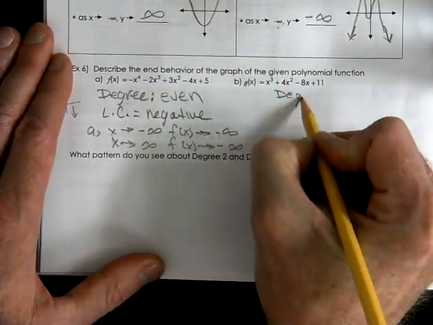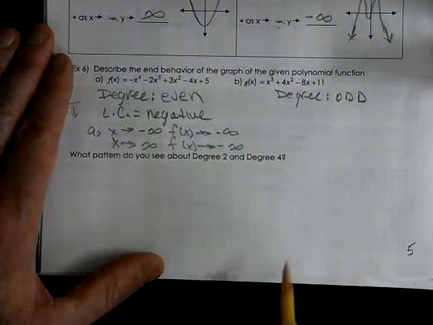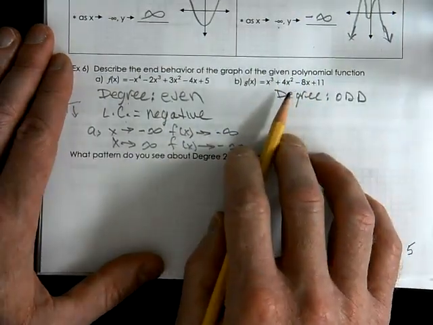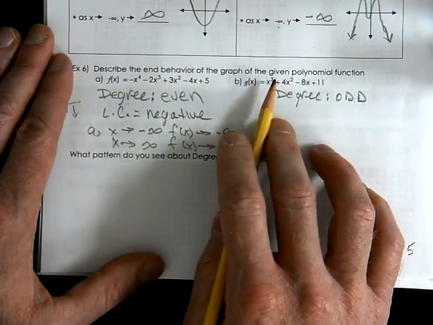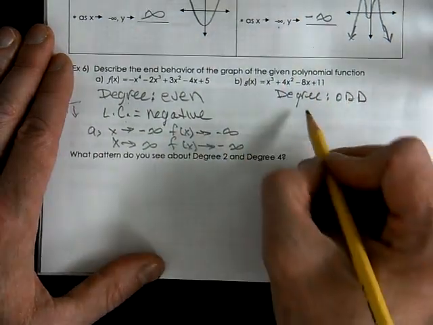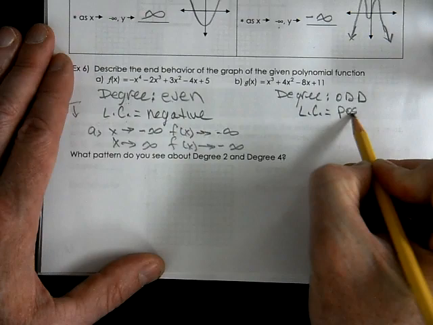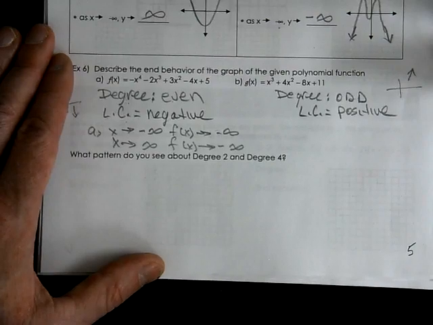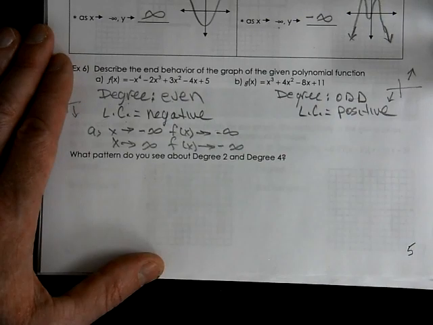This degree is odd because it's a 3. That's the largest exponent. Be sure it's in standard form first. You have to be observant to that. All of these are in standard form, but you would need to be observant to that. So 3 is your largest exponent, so it's odd. The leading coefficient of that term, in this case, is positive. So positive tells me it's going to increase to the right. Odd tells me it's going to go in the opposite direction. It's the only thing that matters.